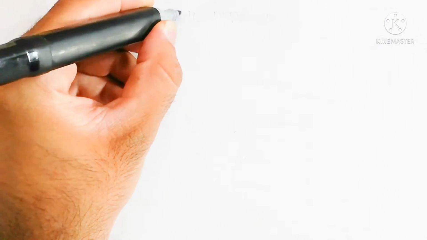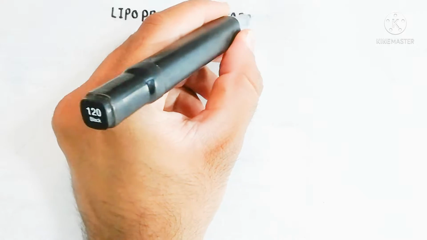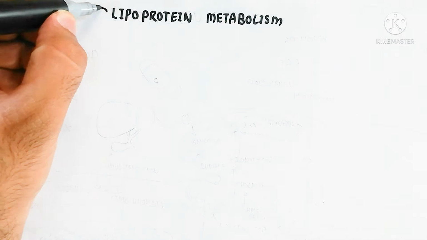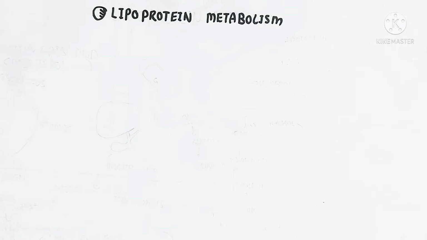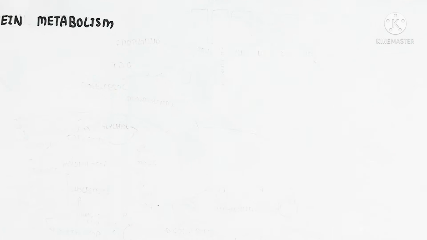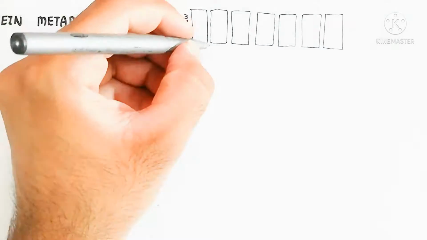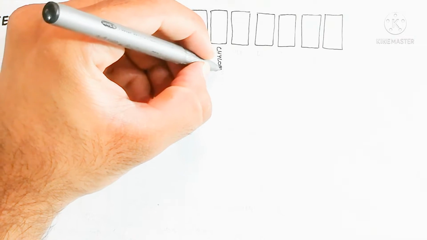Hello, in this video we will discuss lipoprotein metabolism. So what is lipoprotein? Lipoprotein means lipids containing protein. Lipid is the fat, and it contains cholesterol, which can be dietary cholesterol or cholesterol synthesized by the liver.